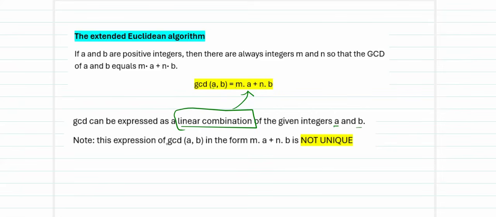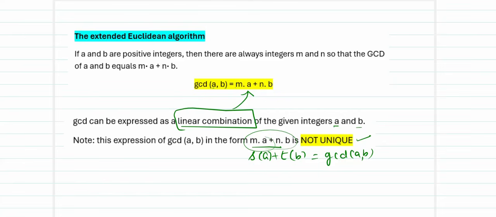But we need to keep in mind that this expression of the format ma plus nb is not unique. Not unique meaning there are other ways in which you can express the same GCD. That is, you can also find two other integers s and t, so that s times a plus t times b will also be equal to the GCD of a and b. So this is not the only answer. It is just one of the ways in which we can do it. So this is how the process works.